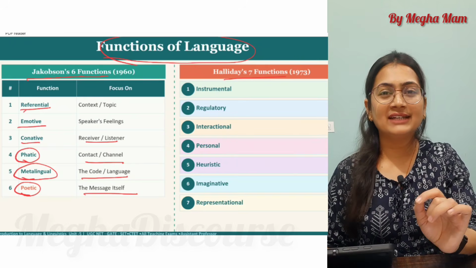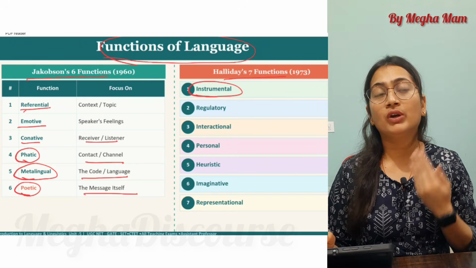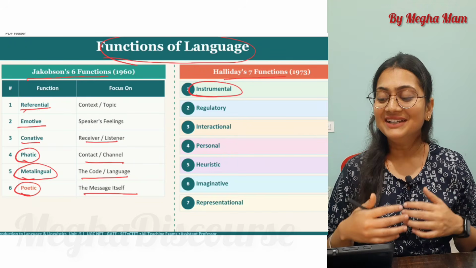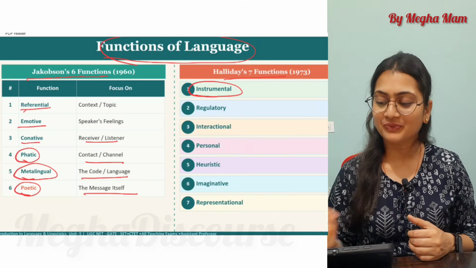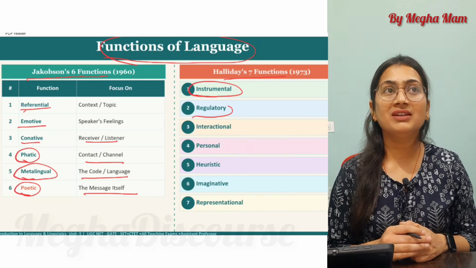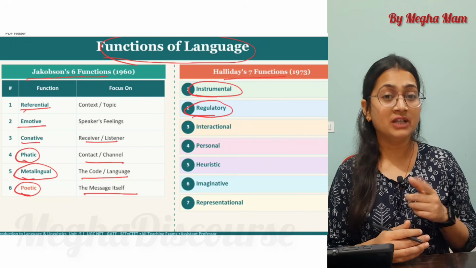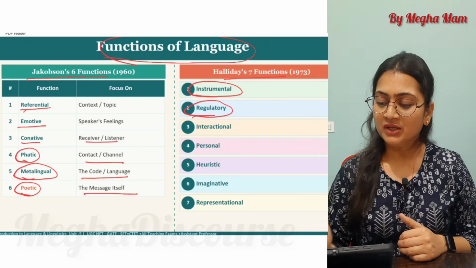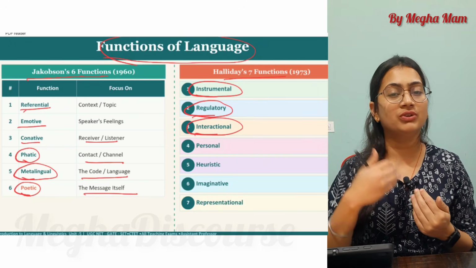Now, Halliday has given 7 functions. First, we have instrumental. That is what instrument he will use in the language. It is not like a guitar and all. So instrument means what type of mode he will use to express his ideas. Then regulatory. Regulatory means command, how he regulates. Like he will work on command, conversation, order. Then interactional, how he interacts with the speaker, with the listener.